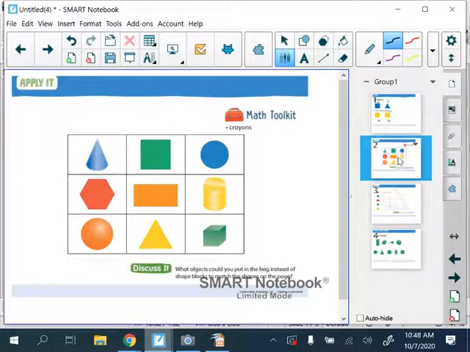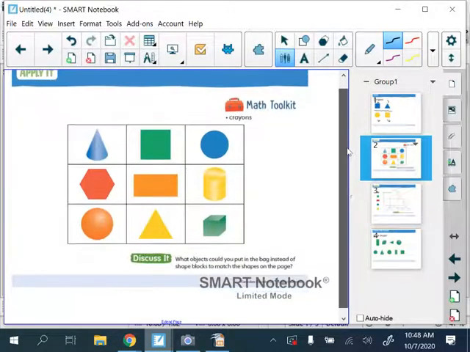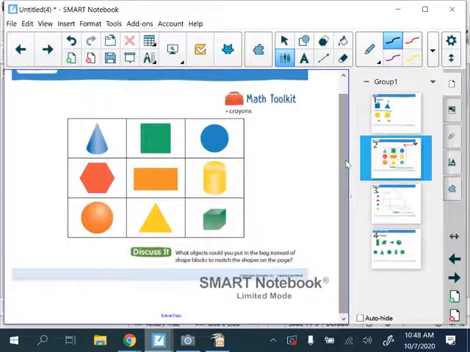Okay, boys and girls, let's take a look at the shapes that we see on this page. I'm going to point to each shape with my pen, and I want you to say the name of that shape. Are you ready? What is this shape? That's right, it's a cone. This is a solid shape called a cone. How about this shape, boys and girls? You're right, this is a square. It's a flat shape called a square.